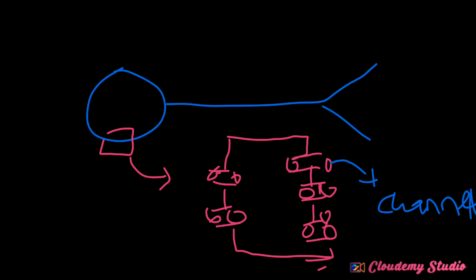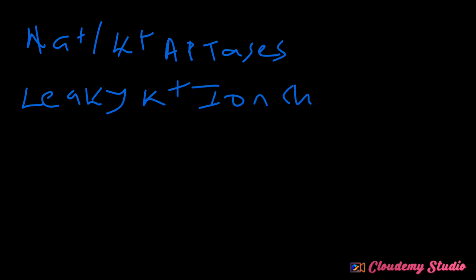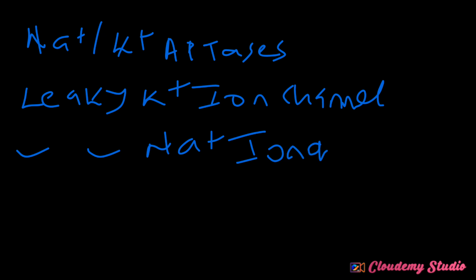Now we have three ion channels in the soma. I'm going to list the three. The first one is the sodium potassium ATPase. We have the leaky potassium ion channel, and the leaky sodium ion channel. So these are what we have: the sodium potassium ATPase, the potassium ion channel, and the sodium ion channel.